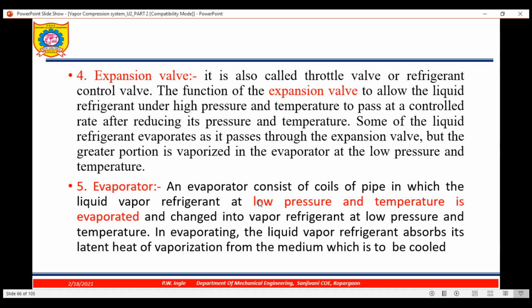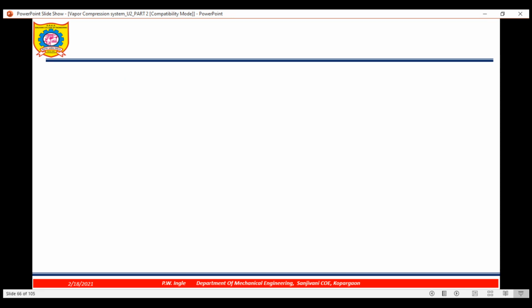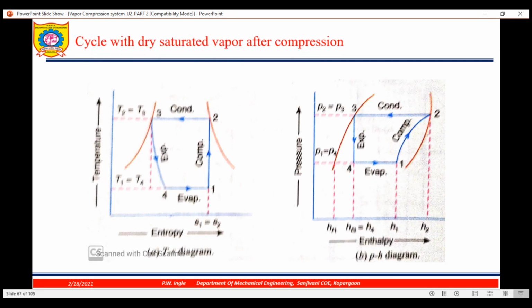And now last component is evaporator. It consists of coils of pipe in which liquid vapor refrigerant at low pressure and temperature is evaporated and changed into vapor refrigerant at low pressure and temperature. And in evaporating, the liquid vapor refrigerant absorbs its latent heat of evaporation. Okay. So here, latent heating is taking place in evaporator and latent cooling is taking place in the condenser.